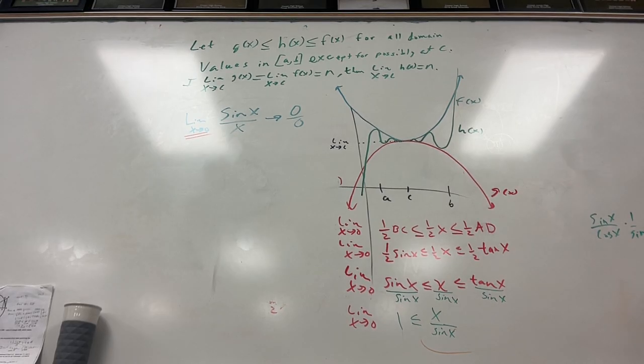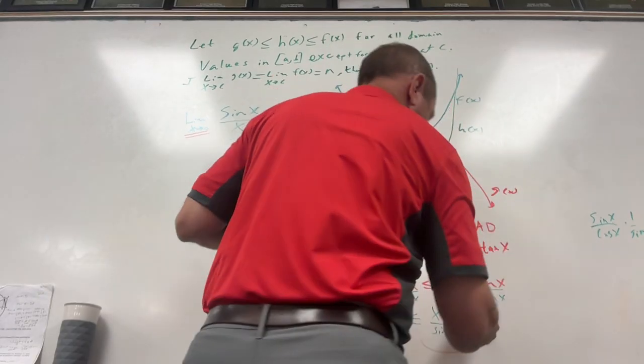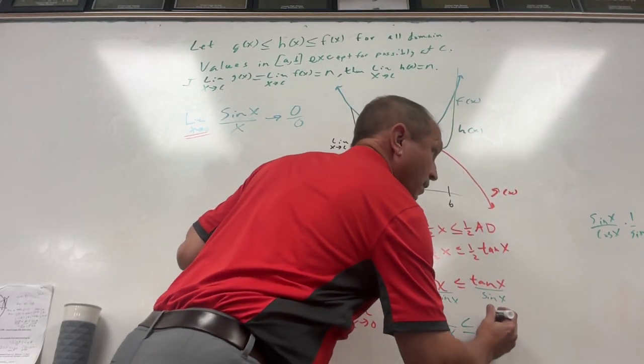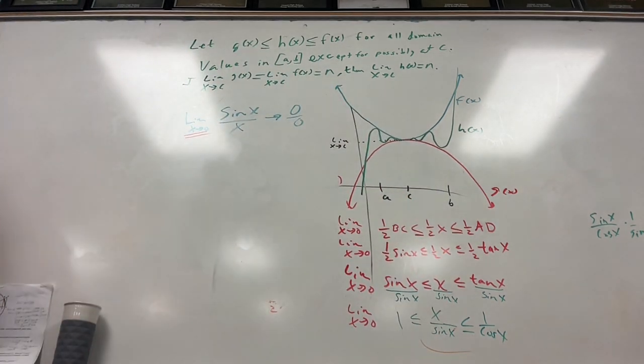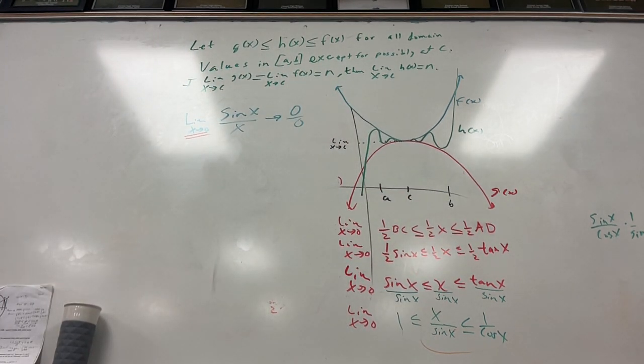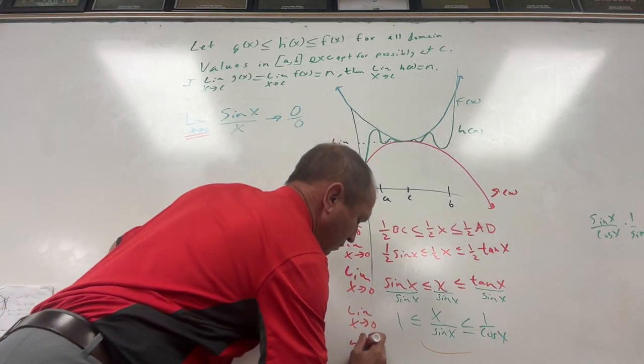Tangent divided by sine of x is the same thing as sine over cosine times 1 over sine of x. All right, it's 1 over cosine. I'm going to leave it as 1 over cosine. Yes, that is secant, but you'll see why I leave it as 1 over cosine. Are we still okay here? Yes. All right. So again, we're still talking about the limit as x approaches 0.